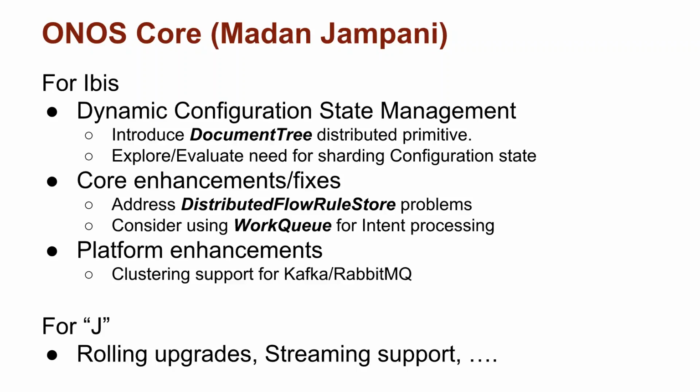Again, I expect this work to be primarily driven by the people who have implemented this support. So any help that they will need from the ONOS core team, I think that is what we can provide in Ibis. And in J, I have included things like rolling upgrades, streaming support, and a few other things. These are things that we discussed when we did the planning for Hummingbird. But as far as Ibis is concerned, the big chunk of work is dynamic configuration, state management support.